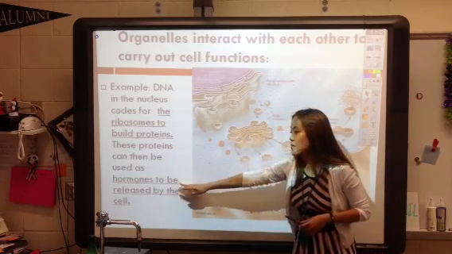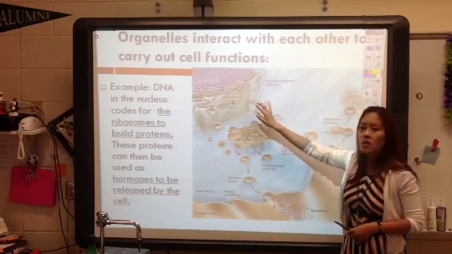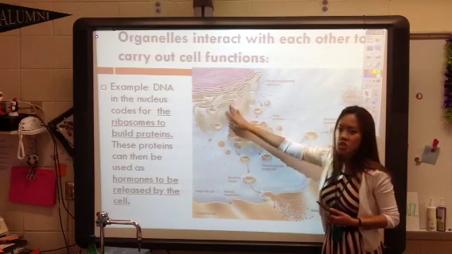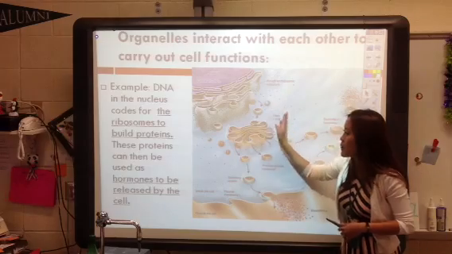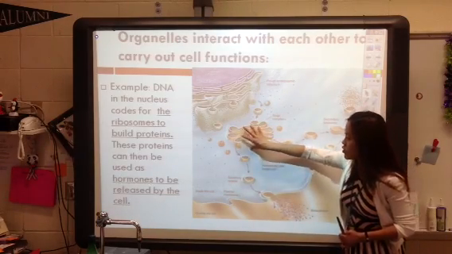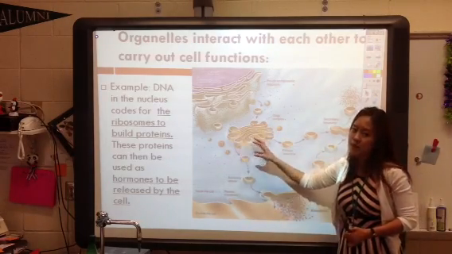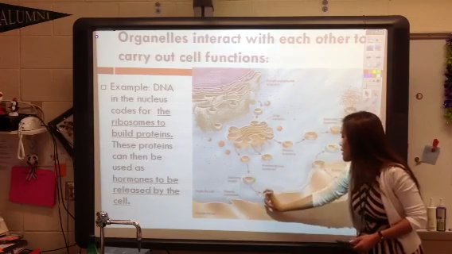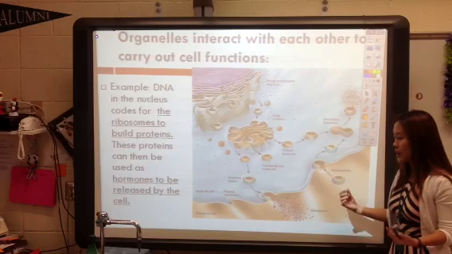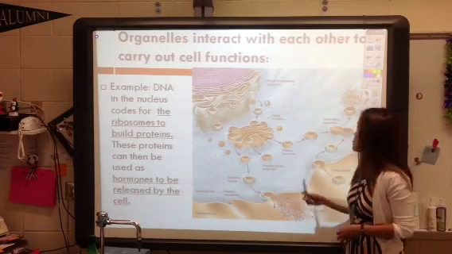These proteins can then be used as hormones to be released by the cell. So here's the DNA. It sends information to the ribosome to make those proteins. It might be changed at the rough ER, but then it can be sent to the Golgi complex where it can be shipped out. And the Golgi can actually pinch off a little piece of its membrane, almost like a little package. This is like the UPS store, putting it in a little box. And it can send the box outside the cell to release. It could be like a hormone, like estrogen or testosterone, two hormones that you've probably heard a lot about.